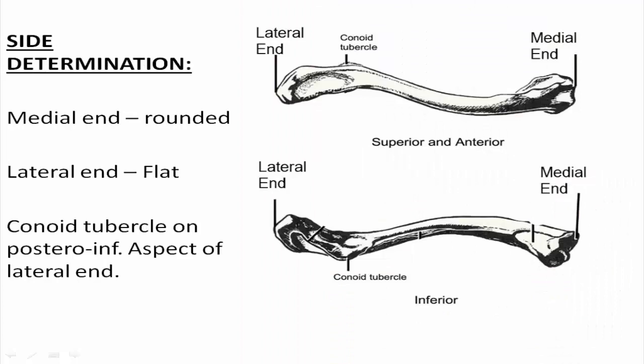Now how can we determine the side of the clavicle? For that, there are three distinguishing features. Medial end is rounded, lateral end is flat, and the most important side determination point of the clavicle, that is presence of conoid tubercle on the postero-inferior aspect of lateral end. Remember, I further repeat, conoid tubercle is present on the posterior and inferior aspect of lateral 1/3 of clavicle.